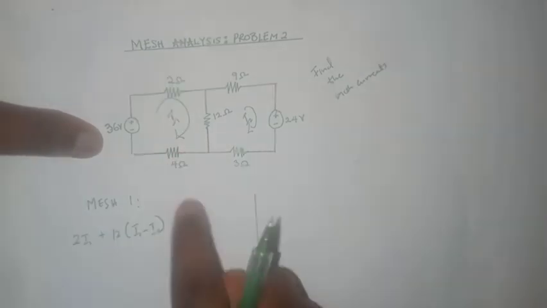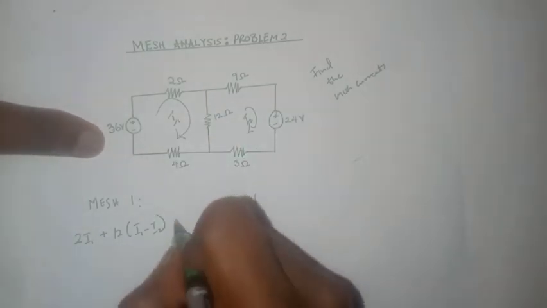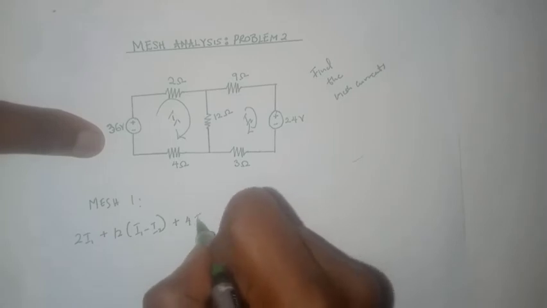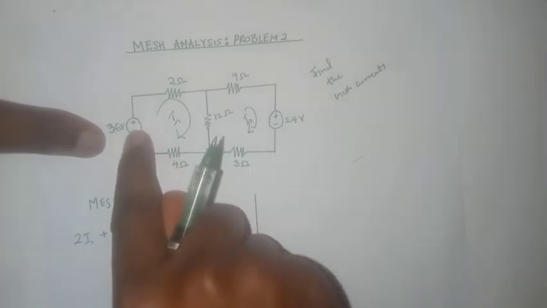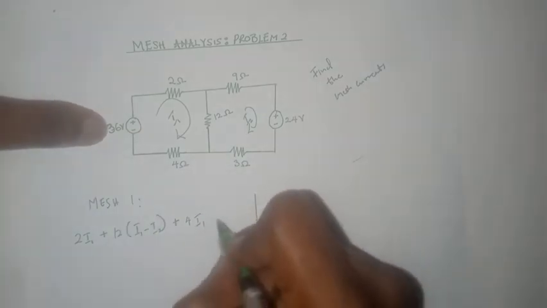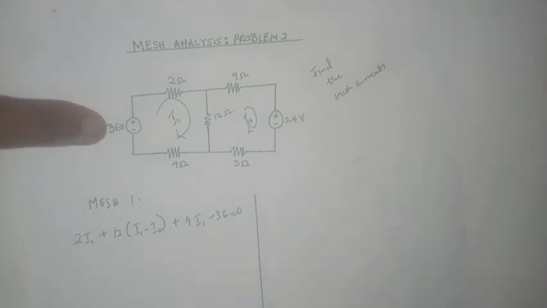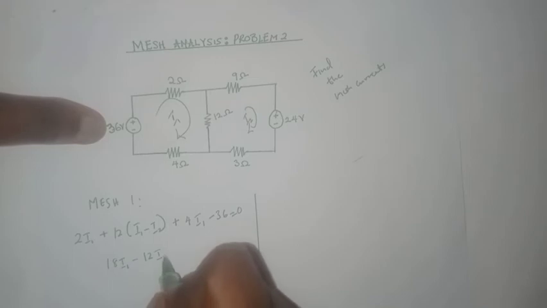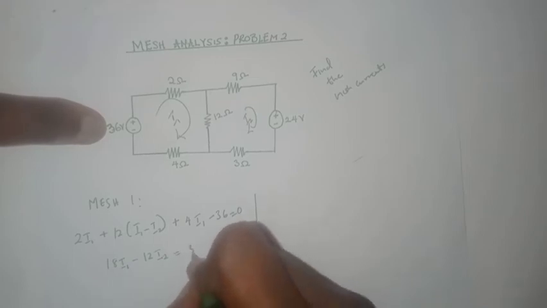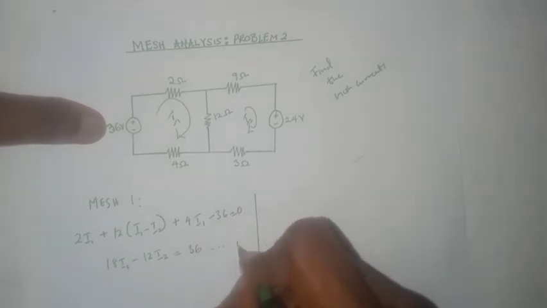We then proceed to this resistor. Only I1 is flowing through it, so we say plus 4 I1. Then we hit the negative terminal of the 36 volt power supply, so that will be minus 36. Then we equate everything to 0. We can then simplify this further, and by doing so we would have 18 I1 minus 12 I2 equals 36, and we can call this our first equation.